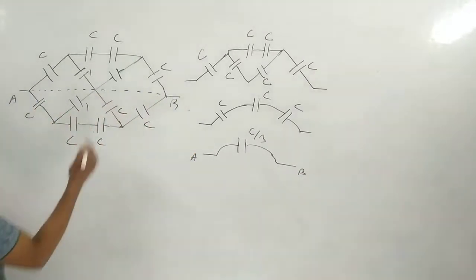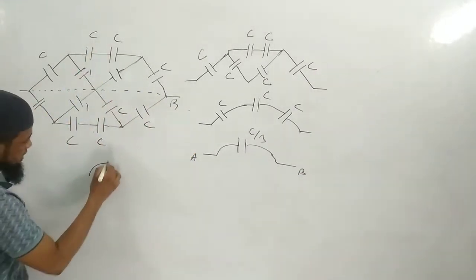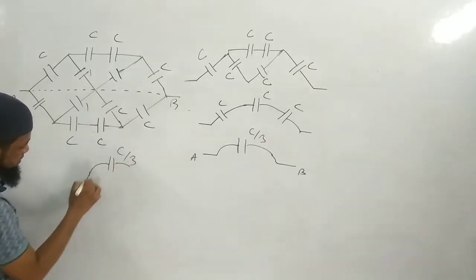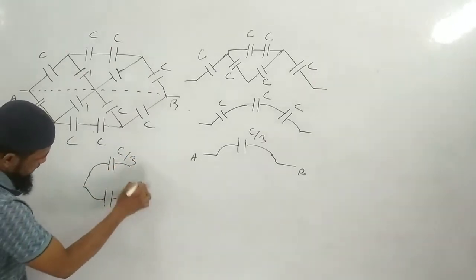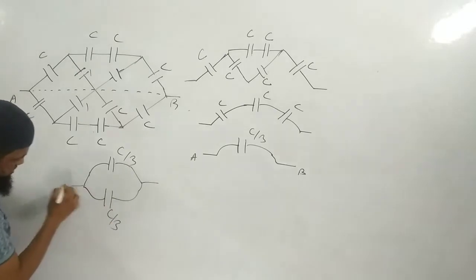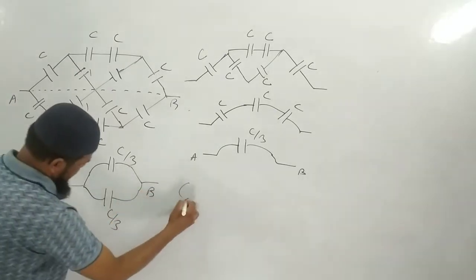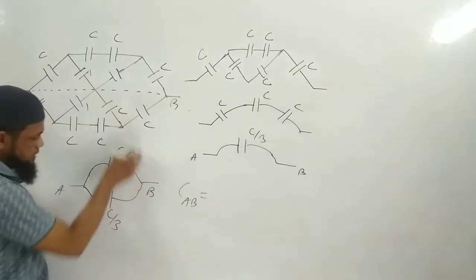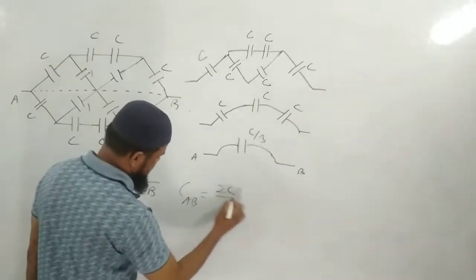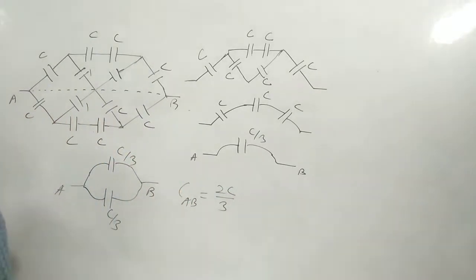So what you have seen on the upper part, there is a capacitance of C by 3, and on the lower side also there will be a capacitance of C by 3. So the equivalent capacitance between A and B can be calculated: C by 3 plus C by 3, twice C by 3. Okay, this is another way of solving it. Right, note it down.